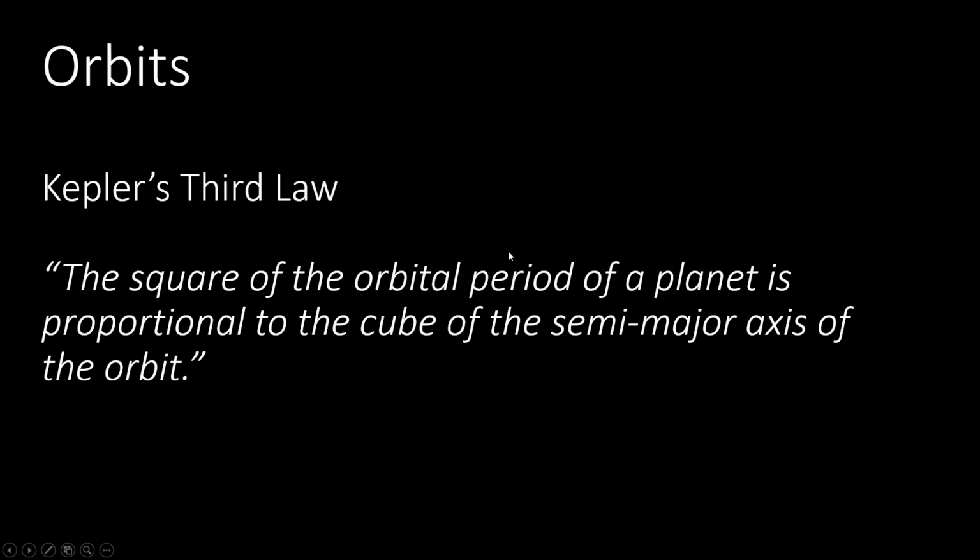Finally, we arrive at Kepler's third law, which states that the square of the orbital period of a planet is proportional to the cube of the semi-major axis of the orbit. We'll get into this formula a bit later, but keep this in mind as we'll be using it to determine the relationship and derive a pretty important equation later on.